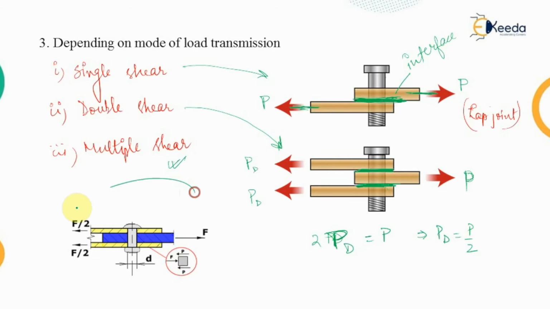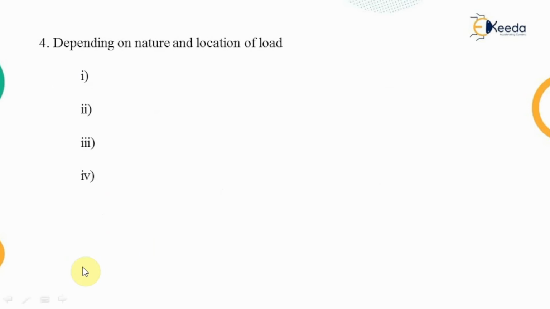And you can see from this diagram that depending upon the force equilibrium, we have classified them into the double shear. So for double shear, the plate which is sandwiched between the two different plates, if it is experiencing F force, then the plates which are sandwiching them will be experiencing F by 2 force. The next mode of classification can be based upon the nature and the location of the load.